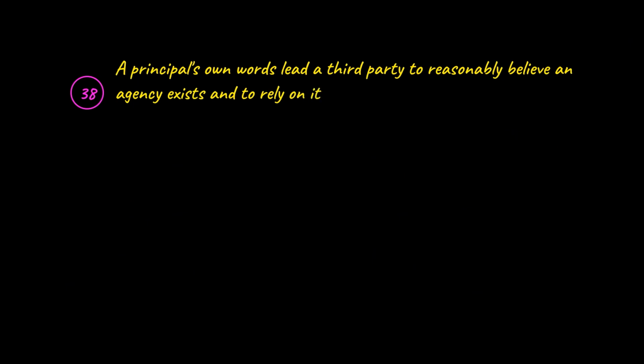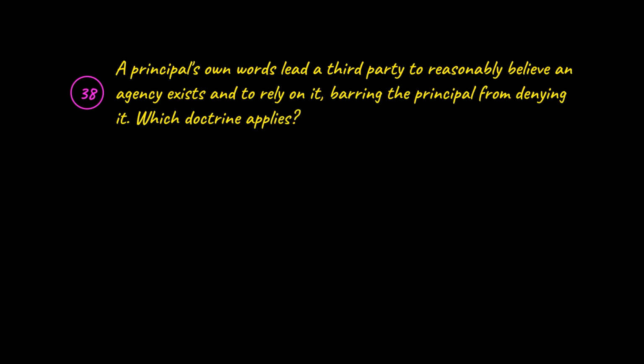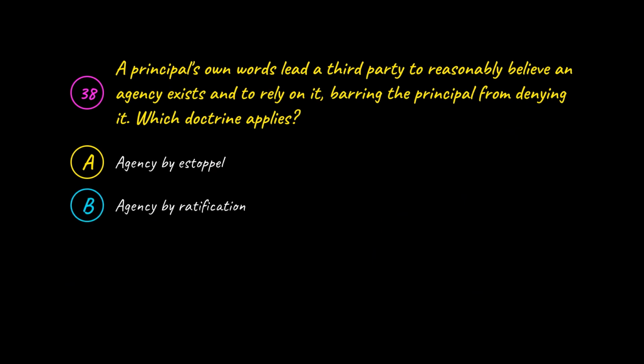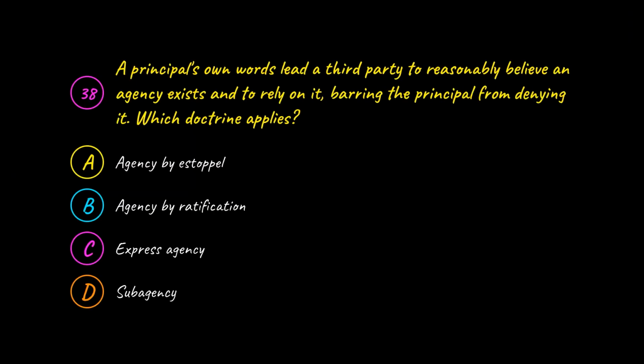Question 38. A principal's own words lead a third party to reasonably believe an agency exists and to rely on it, barring the principal from denying it. Which doctrine applies? Your options are A. Agency, B. Estoppel, B. Agency by ratification, C. Express agency, D. Subagency. Which would you go with? Lock it in before the reveal.